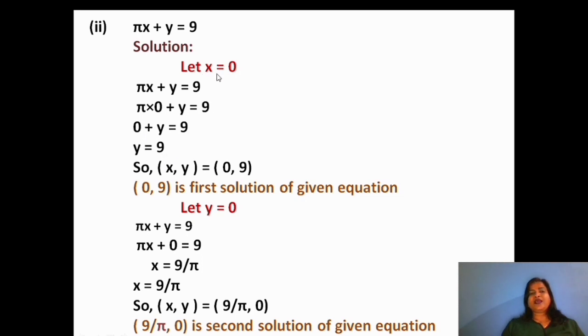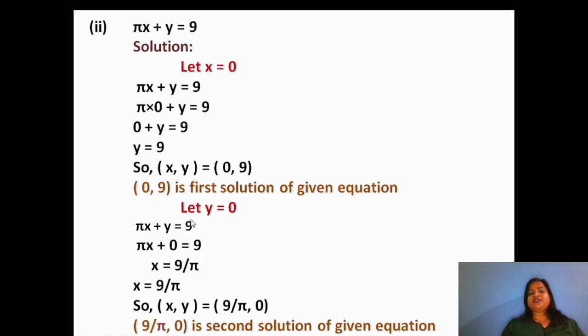Here you can see x is equal to 0 and y is equal to 9. So we have written here (x, y) is equal to (0, 9) because these are the values of x and y. (0, 9) is the first solution of the given equation. That means (0, 9) is the first solution of the second equation.